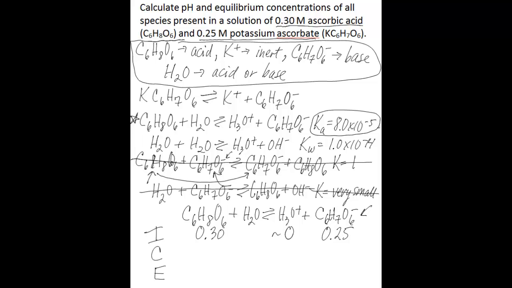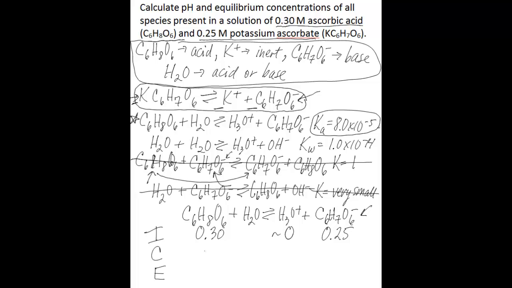Because you can see, based on the reaction stoichiometry showing what happens when potassium ascorbate dissolves in water, we have a 1 to 1 to 1 molar ratio here, so that for every mole of potassium ascorbate that dissolves in water, we get 1 mole of the ascorbate anion. So if we have 0.25 molar potassium ascorbate, we also have 0.25 molar ascorbate ion.